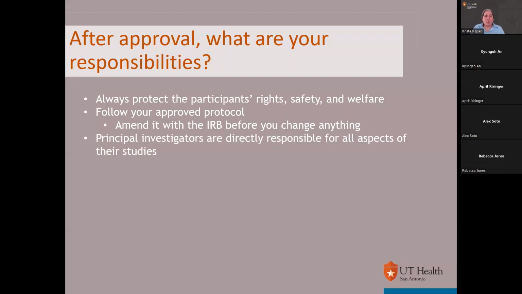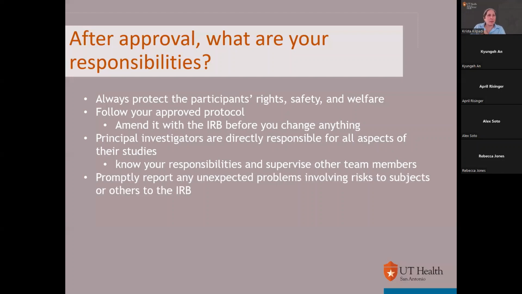Be aware that principal investigators are directly responsible for all aspects of their studies. And so make sure that you know your responsibilities as a study team member and supervise any other team members that you're in charge of to make sure that they're not doing anything that's out of line from what's expected on your study. Because your PI can get in trouble if there are people who are not doing what they're supposed to be doing, and you don't want that to happen.